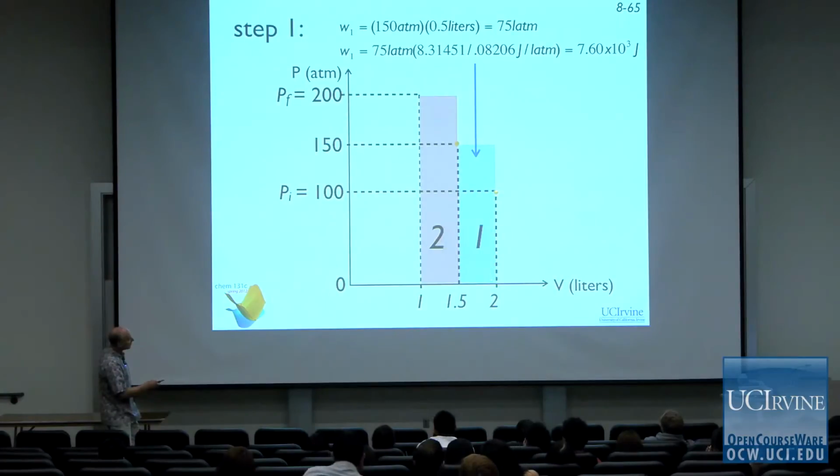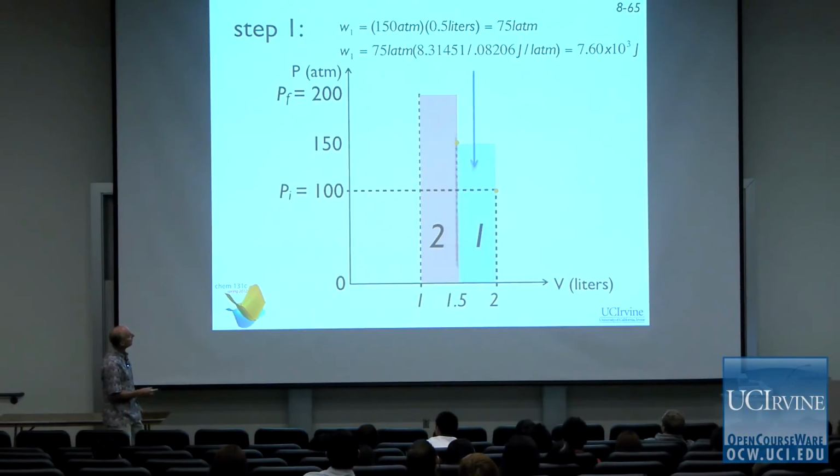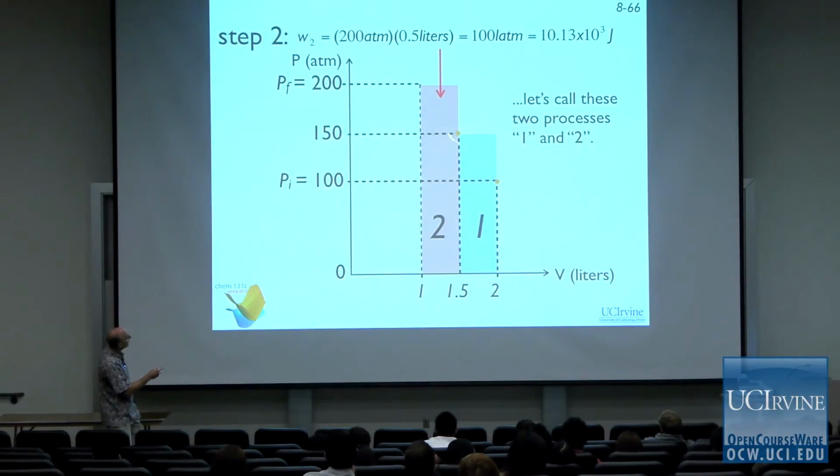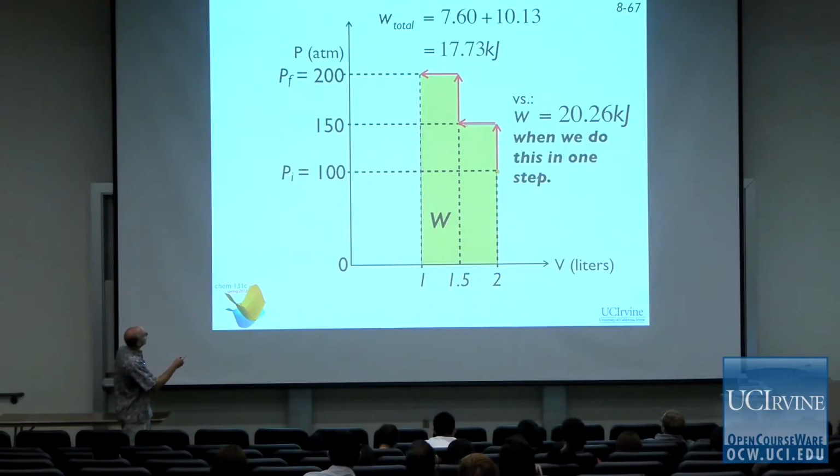Here's what we did. We started here, we did this compression first, and then we did this compression. I can calculate the work separately for each one of these 2 processes, because I'm going to go to 1.5 liters and 150 ATM. There's the work for this one. The first work was that area, now the work is this area. We can call these processes 1 and 2. When I add them together, I get 17.73 kilojoules. That's less than we calculated. We calculated 20.26. Remember that? 17.73. That's less. We did less work, and we got to the same final state.